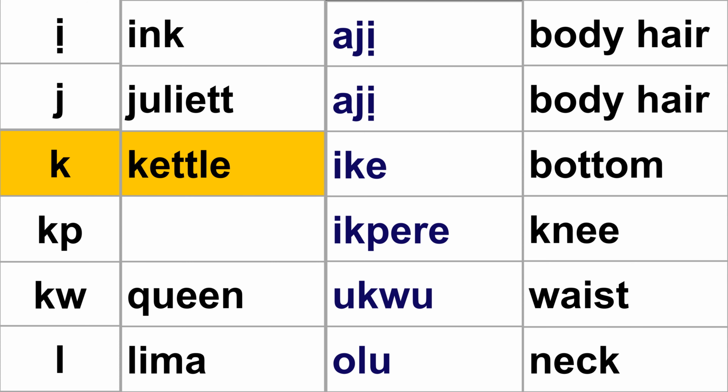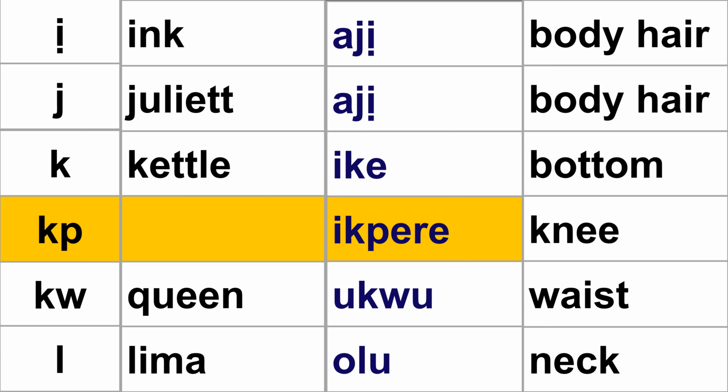K, kettle. Igbo word with K is Ike. Ike is bottom. Be. Be has no English equivalent. Igbo part of the body that has be is Igbere. Igbere is knee.